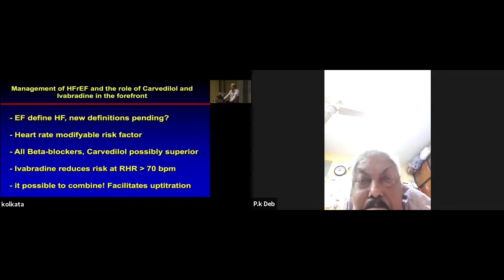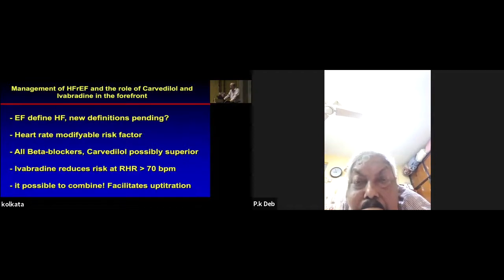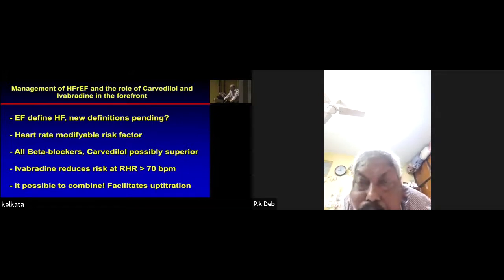Heart failure is defined by the ejection fraction, whether it is low, mid-range, or preserved ejection fraction. So probably in the days coming, we may have a different definition of heart failure. Heart rate is a modifiable risk factor; we can modify the heart rate. Among all beta blockers, carvedilol may be superior because of its ancillary effects.